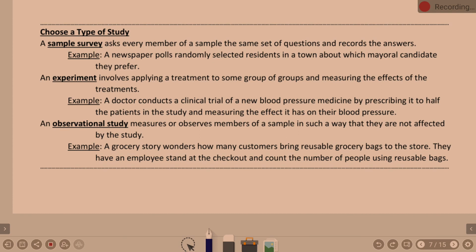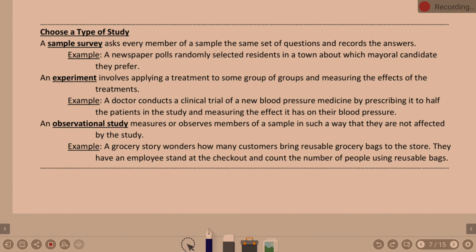Okay, second type, experiment. An experiment involves applying a treatment to some group or several groups and measuring the effects of the treatment. The example here, a doctor conducts a clinical trial of a new blood pressure medicine by prescribing it to half the patients in the study and measuring the effect it has on the blood pressure. Okay, so it's an experiment. It's applying some type of treatment or whatever the case may be and looking for the results. So that's experiment. And then the third one, observational study.